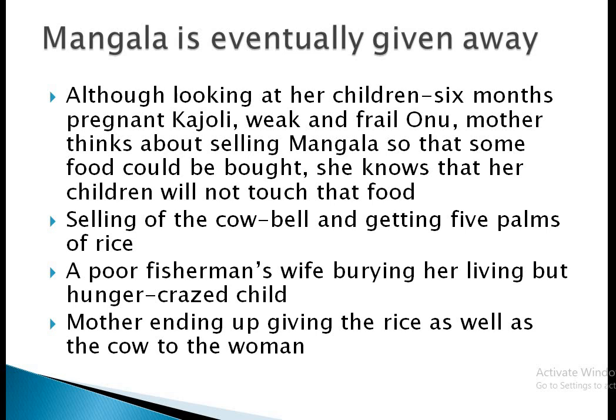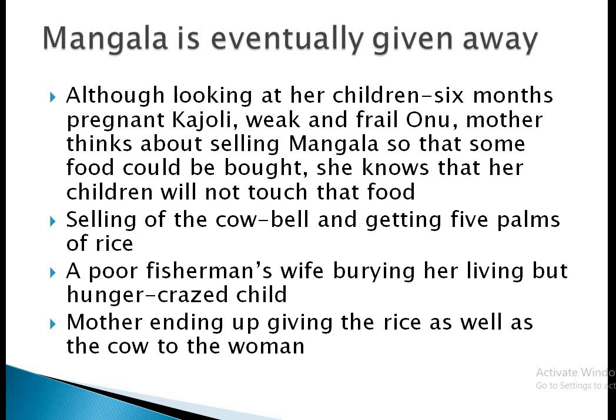But while she is waiting for Mangala to feed herself on a patch of grass which she finds on the way back, she comes across a poor fisherman's wife. She is burying her living but hunger-crazed child. The mother is almost horrified over the spectacle of this poor fisherman's wife, whom she recognizes to be the wife of her own son Kanu's friend. Mother ends up giving the rice as well as the cow to the woman.